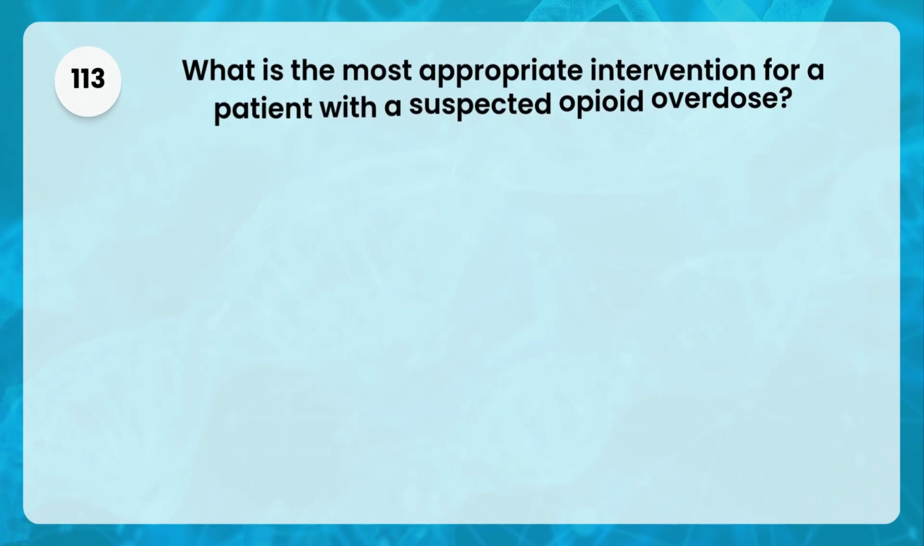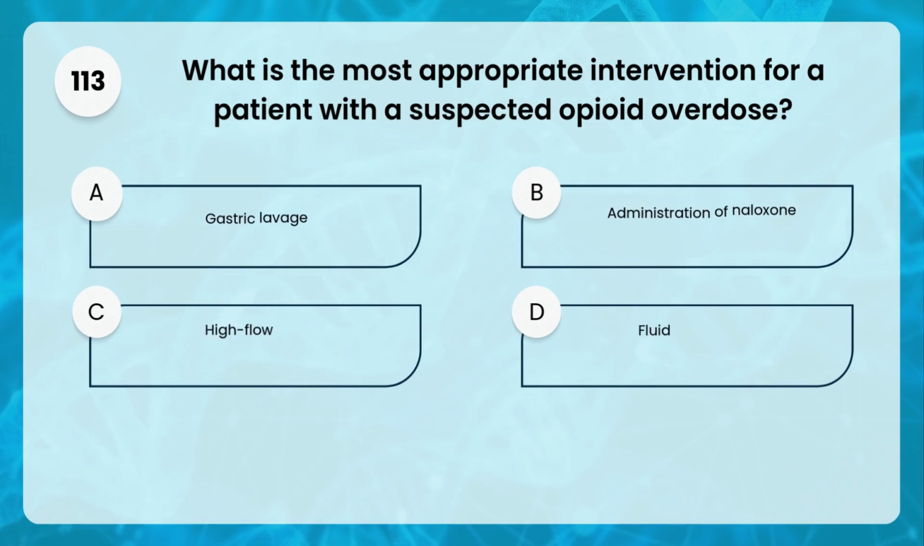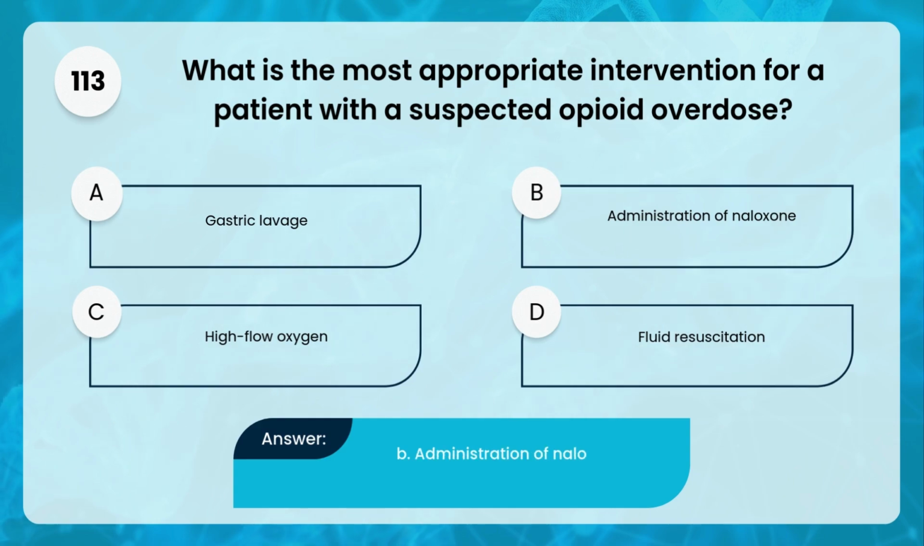113. What is the most appropriate intervention for a patient with a suspected opioid overdose? A. Gastric lavage. B. Administration of naloxone. C. High-flow oxygen. D. Fluid resuscitation. The answer is B. Administration of naloxone.